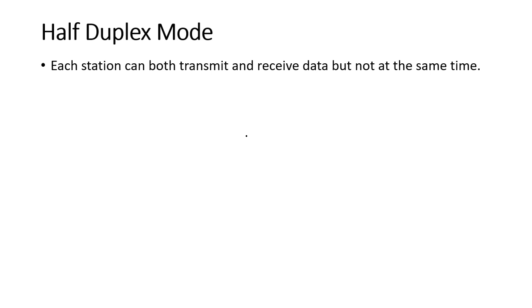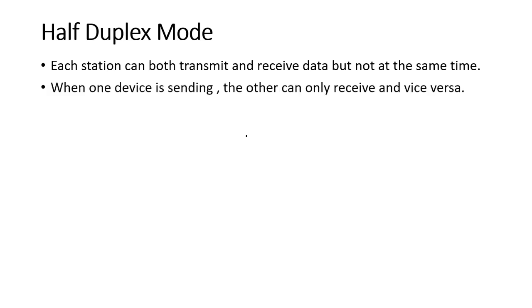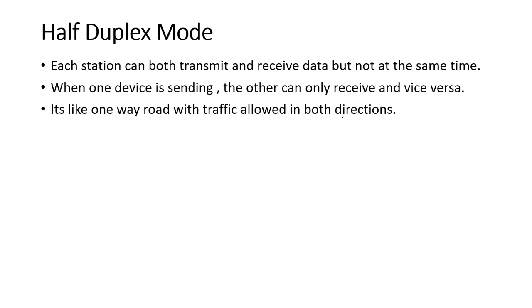Next mode is half duplex mode. In half duplex mode, each station can both transmit and receive data, but not at the same time. When one device is sending, the other device can only receive the data, or when the second device is sending the data, then the first device has to receive the data. So that is the half duplex mode. It is like a one-way road with traffic allowed in both directions.